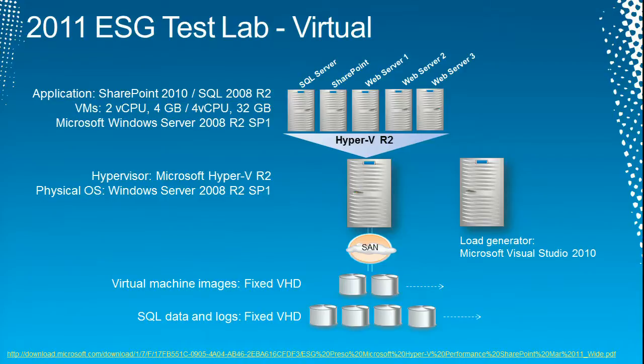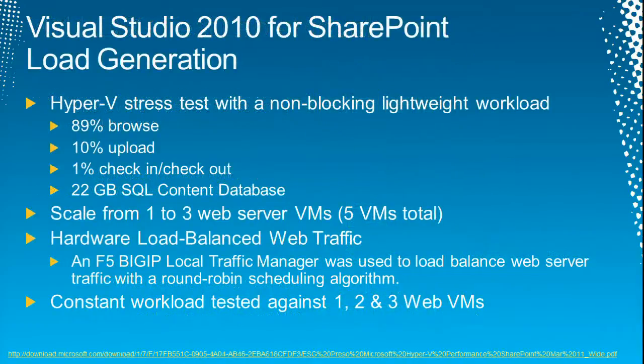But all they've done for these tests is they've tested first a SQL, SharePoint, and 1 web server, and then they've scaled it up to 2 and 3 and figured out where the performance benefits really come in. You'll see the virtual machine images are on fixed VHDs at the bottom, and they're all separated. The SQL data and logs for the database tier are on separate VHDs as well. And they'll be using the SCSI connector that I showed you earlier inside the virtual machine. So what did they do? And this is the one test they ran for a lightweight workload.